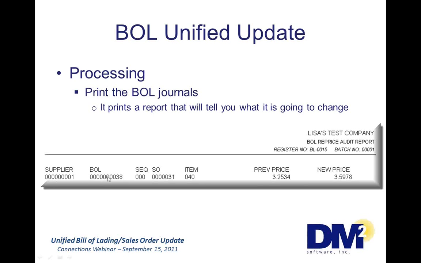It tells us our supplier, our bill of lading number, the sales order that's associated with the bill of lading, what item it was, what the price was, and what the system wants to change it to.